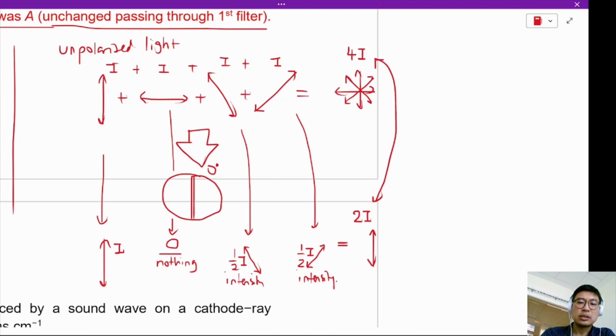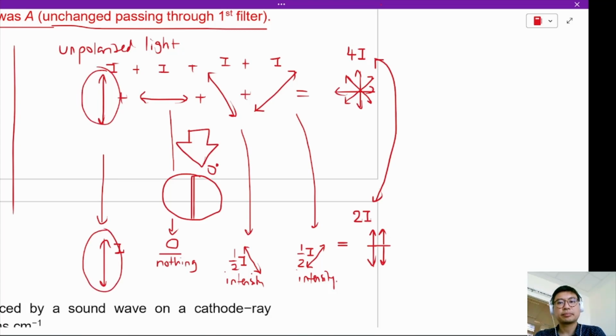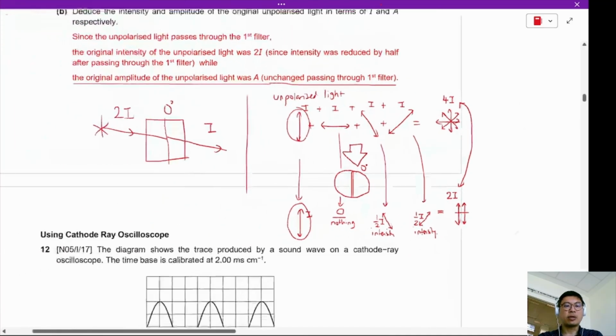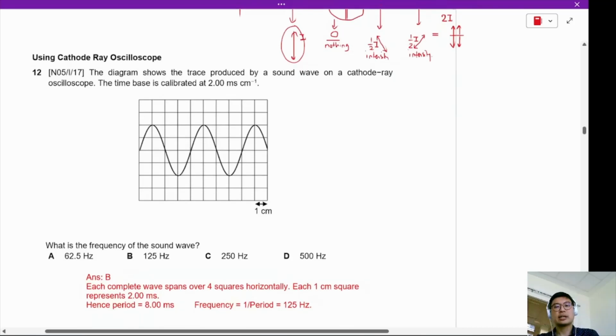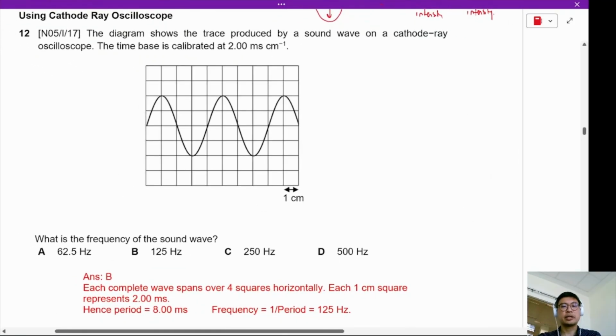But if you notice the amplitude of the light, this amplitude remains unchanged over here. So you can see that although the intensity of the light is decreased, the amplitude of the light, which is made of the original waves, is unchanged. Okay, so that will be the end of question 11. Once again, if you're unclear about this explanation, please look for me in class and I will explain it to you. It's not easy, that's why I'm recording it beforehand.